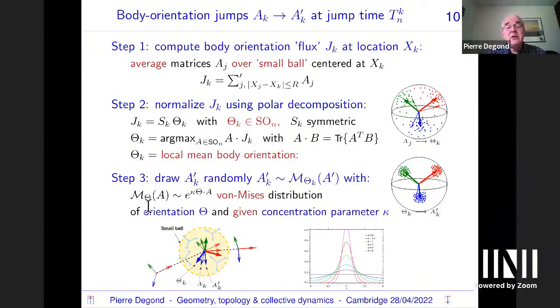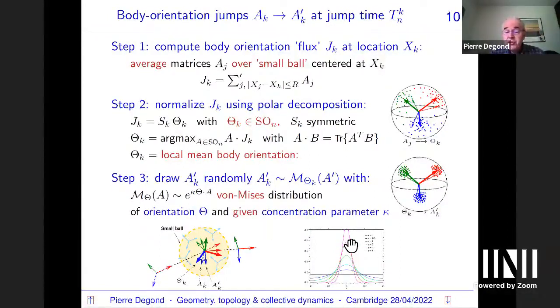So if I'm given the local mean body orientation, I define a probability distribution, which is the normalization of this function e to the kappa theta dot a. Again, the dot is this inner product here. And kappa is a parameter which is going to be fixed here, which essentially tells you how much noise you put in there. So actually, the intensity of the noise is the inverse of kappa. So you could think of kappa as an inverse temperature.